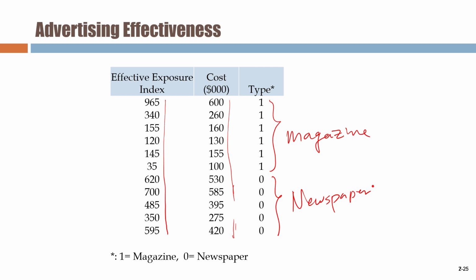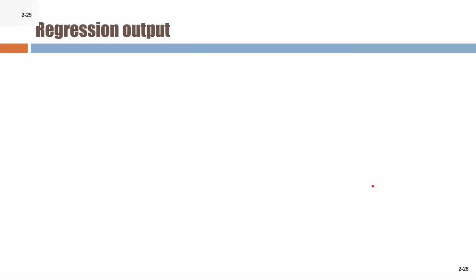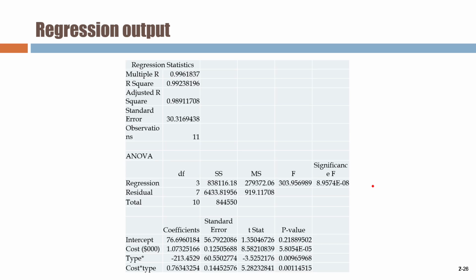will make the exposure index different between the newspaper and the magazine. So we can actually create two separate regression models, the money's effect on the exposure index for magazine and for newspaper, but we can combine them together and create one regression model using the interaction term.